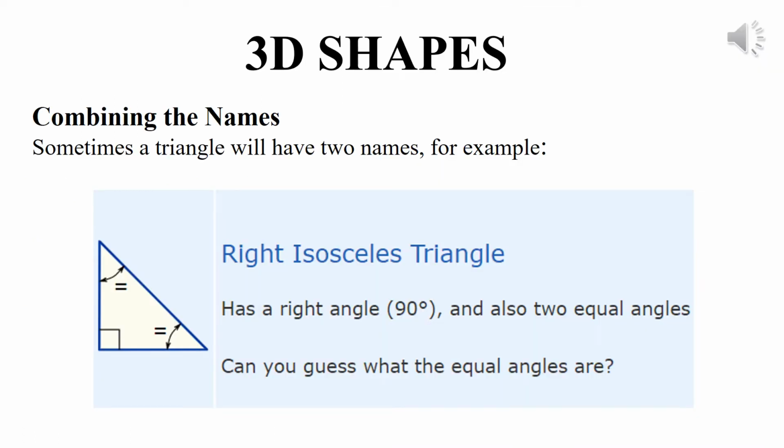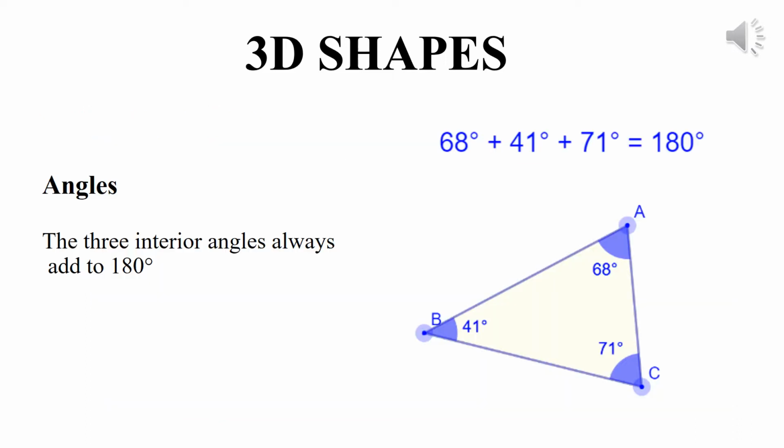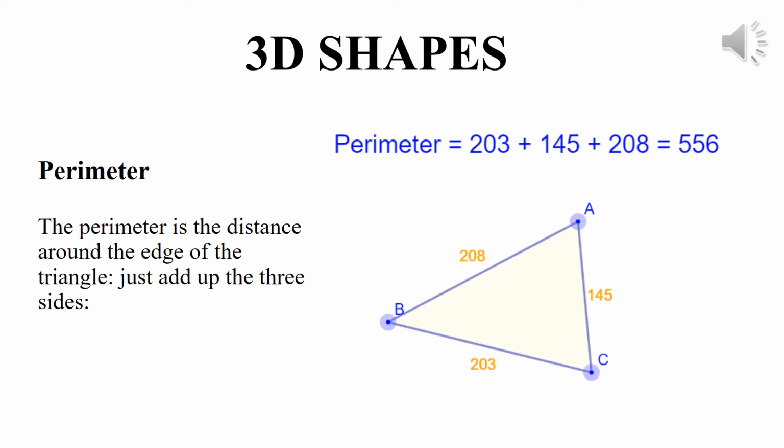Combining the names. Sometimes a triangle will have two names. For example, a right isosceles triangle has a right angle of 90 degrees and also two equal angles. Can you guess what the equal angles are? Angles. The three interior angles always add to 180 degrees.